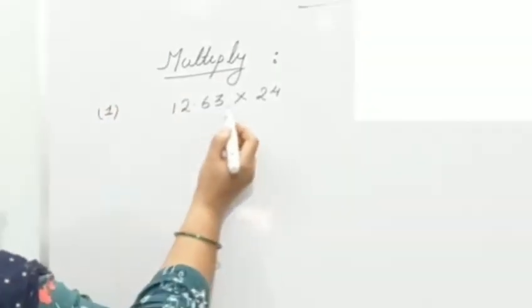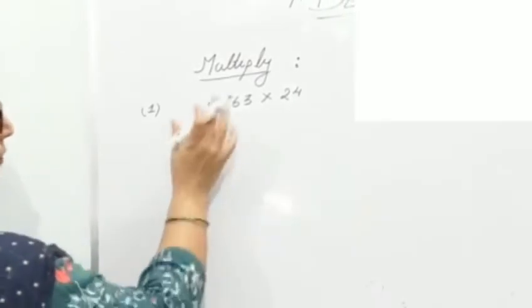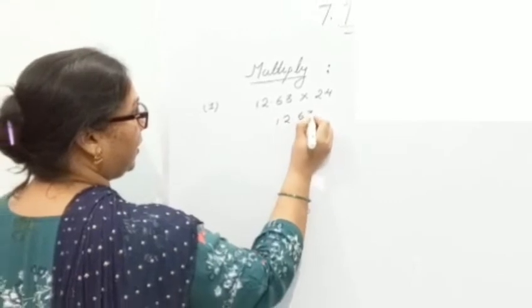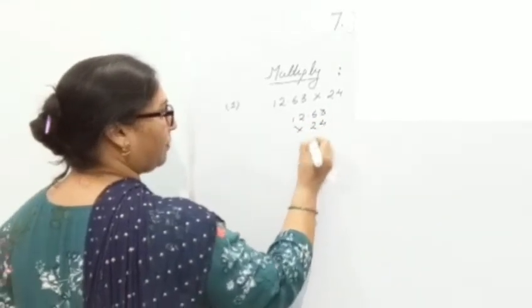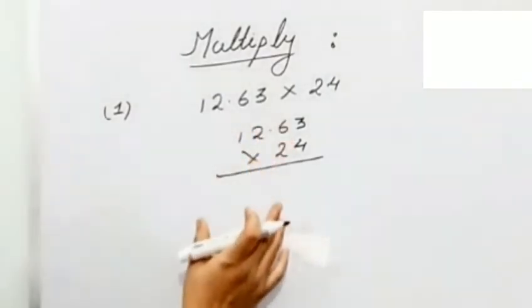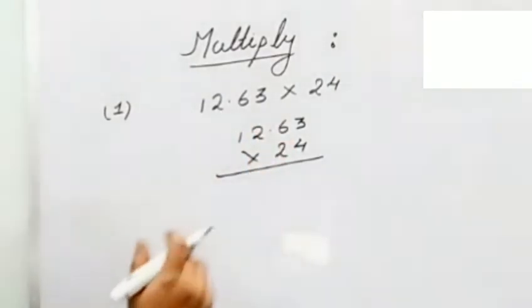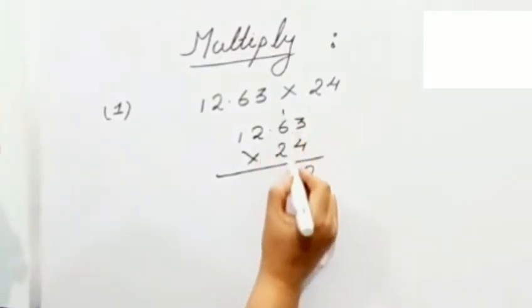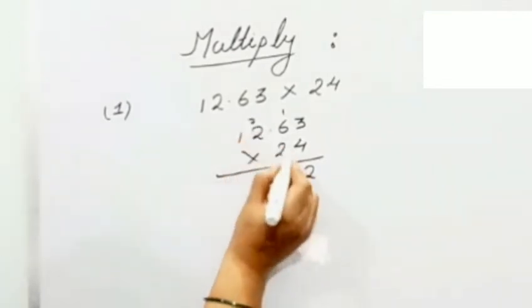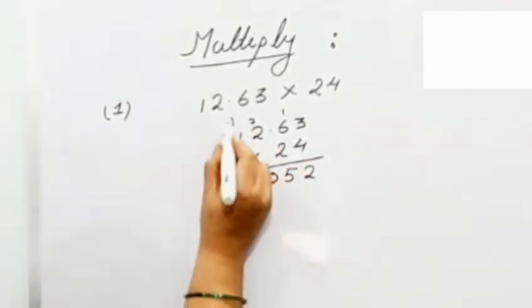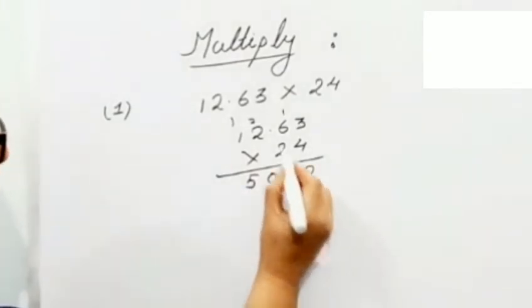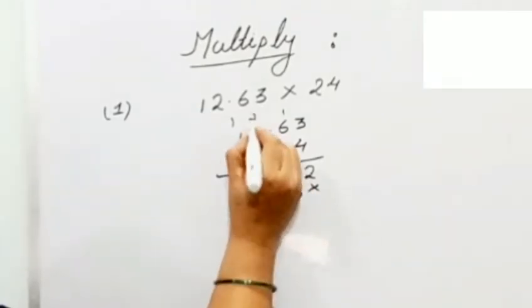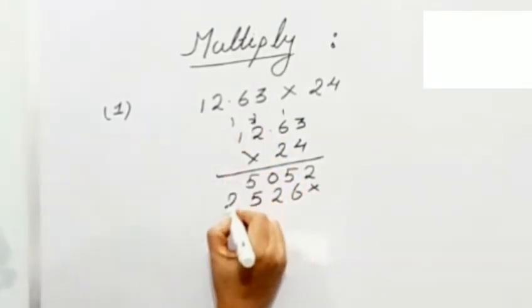Multiply 12.63 by 24. So first arrange in multiplication form, 12.63 into 24. Step 1, multiply them as a normal whole number multiplication sum. So let's move on to the multiplication. 4 3s are 12, 1 carry, 4 6s are 24 plus 1, 25, 2 carry, 4 2s are 8 plus 2, 10, 1 carry, 4 1s are 4, 5. Put a cross, move on to the next place. 2 3s are 6, 2 6s are 12, 1 carry, 2 2s are 4 plus 1, 5, 2 1s are 2. Then sum up.